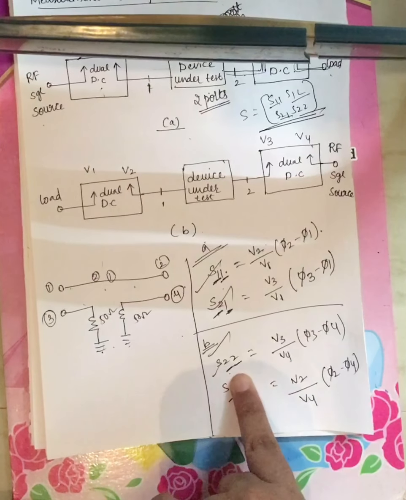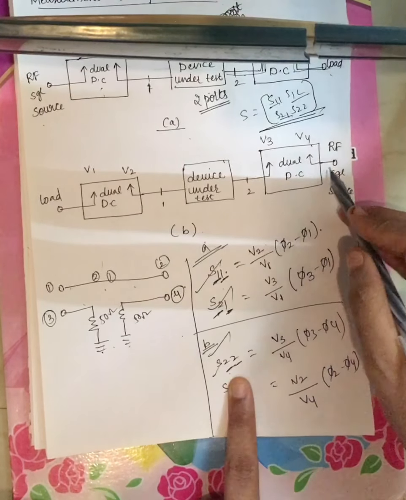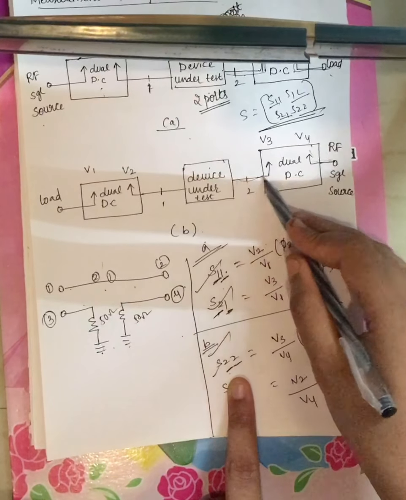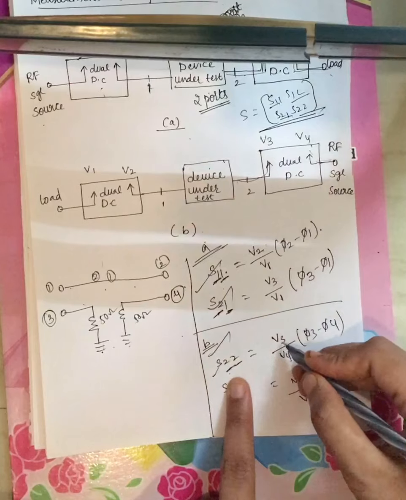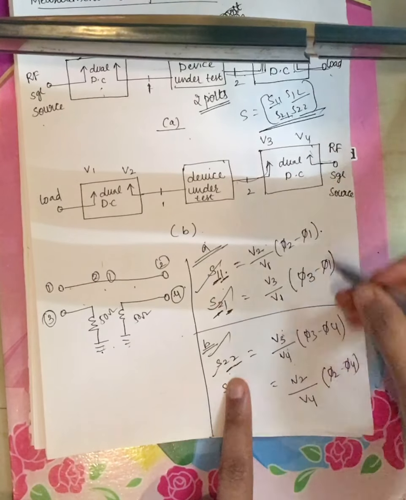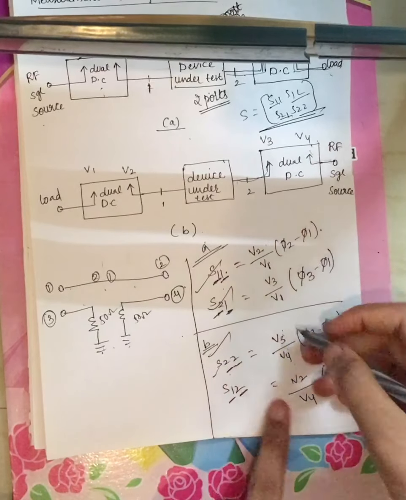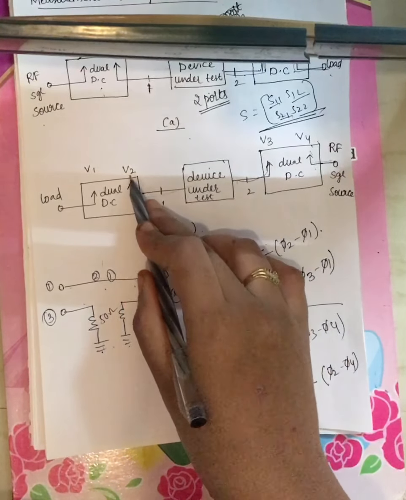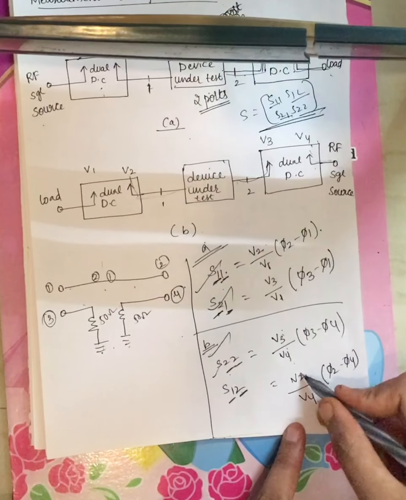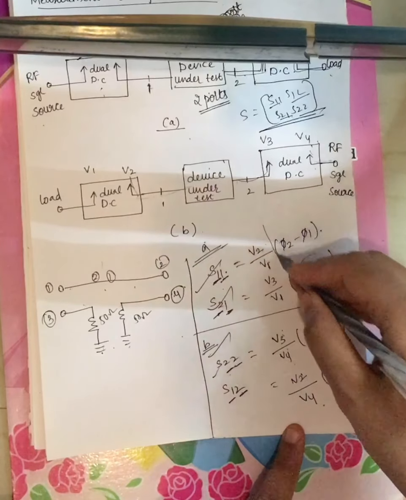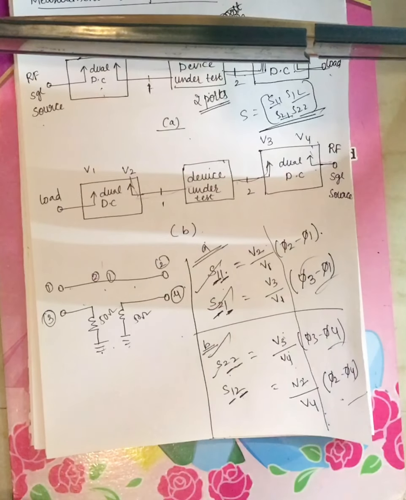Now coming to S22, input given through port 2. Now what is the input that you are getting from port 2? V4, right? Now what is the output that you are collecting? V3, right? Reflected or output by input, that is V3 by V4, right? Now for S12, input signal is V4. Now what is the output that is collected from port 1? V2, reflected by input, right? Now this phase shift may or may not be present, but just remember this voltage value, right?